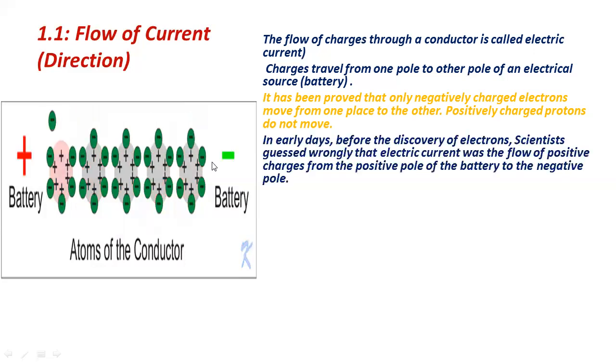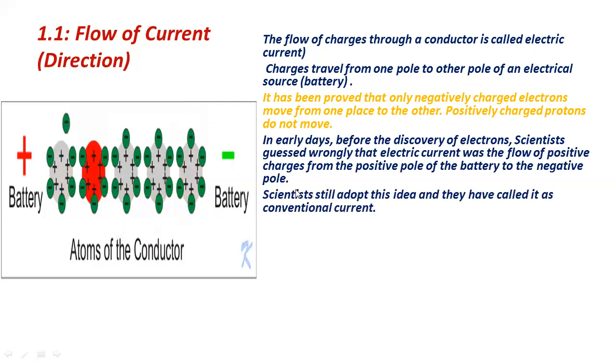In early days, before the discovery of electrons, scientists guessed wrongly that electric current was the flow of positive charges from the positive pole of the battery to the negative pole. Scientists still adopt this idea and they call it conventional current.